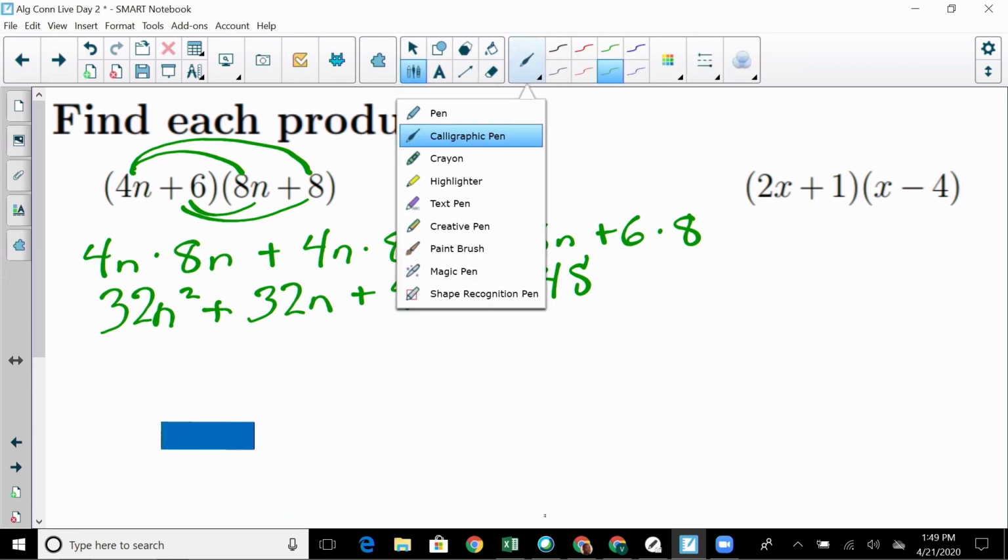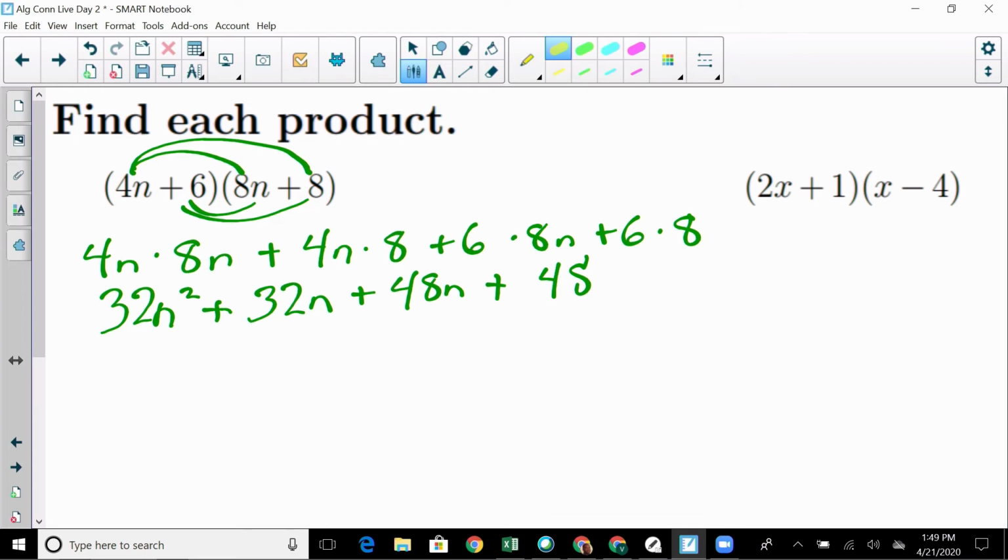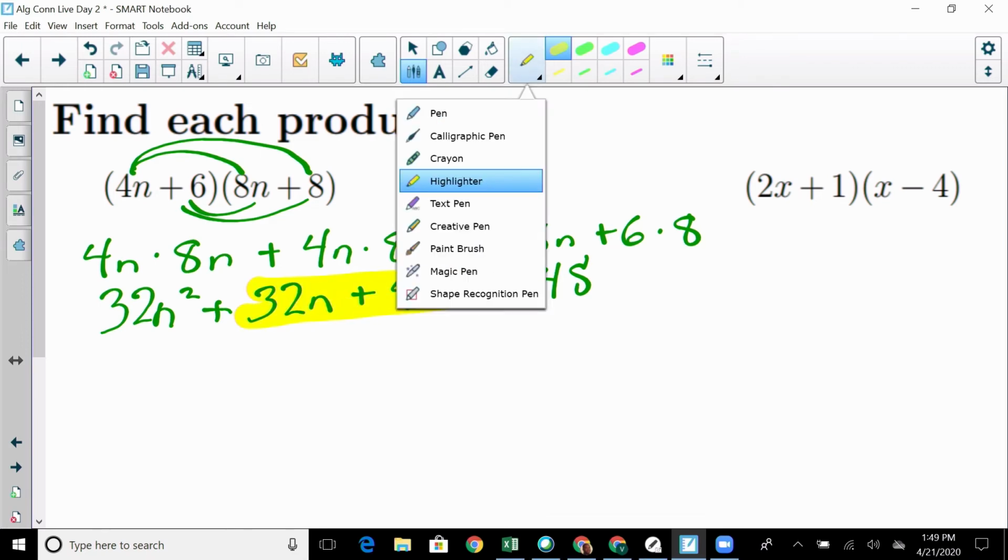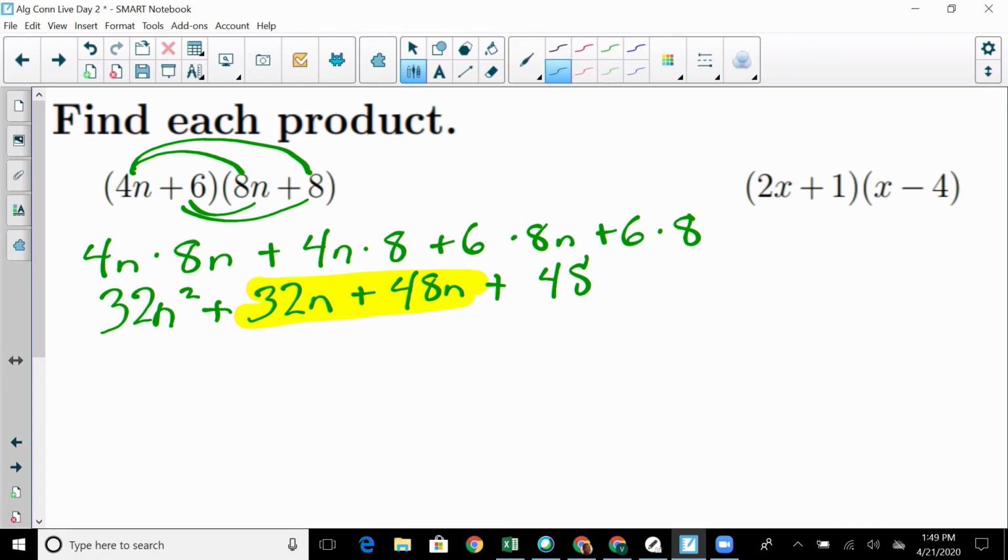Notice here, the first page will say simplify. Well, we can simplify because we have like terms. When we add our like terms, 32 plus 48 is 80. We keep that term the same. You can bring everything else down to complete this trinomial as our solution.